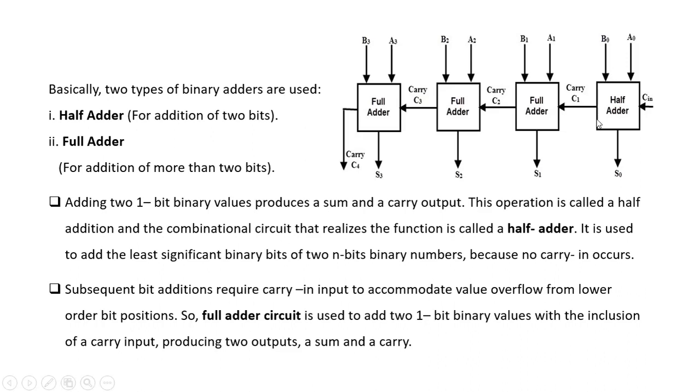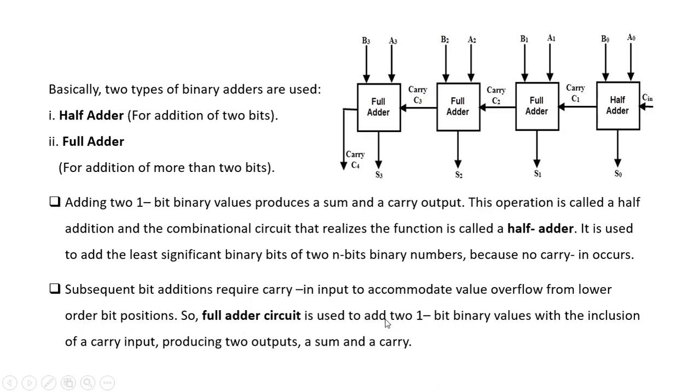So for that we will use the half adder. For subsequent stages we will use the full adder, because we will have carry from the lower stage. Subsequent bit additions require carry in input to accommodate value overflow from lower order bit positions. So here we will use full adder.